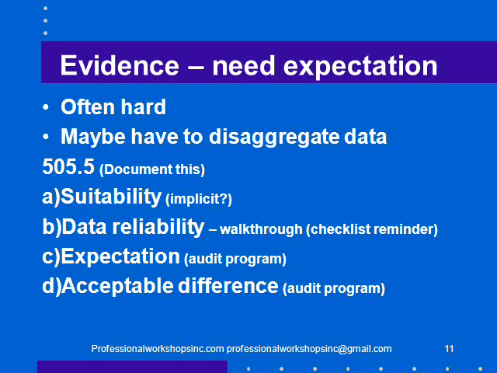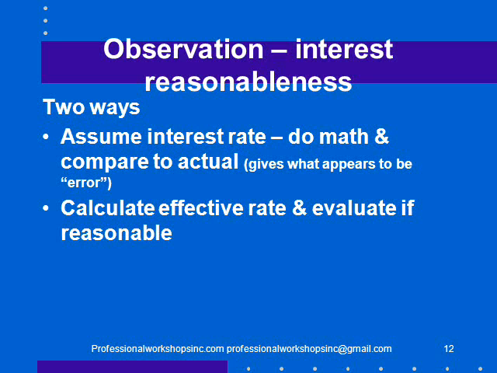We will need an expectation, and you should document that in the audit program, and we should define what an acceptable difference is also on the audit program. Now let's use an example of an interest reasonableness test. There are two ways you could do it. You could assume an interest rate. Let's assume 4%. Do the math and find that at 4% interest, the interest expense should be $100,000. And the actual interest expense is $120,000. And there's a $20,000 difference.